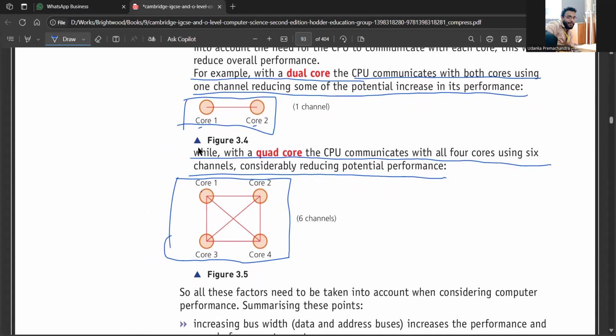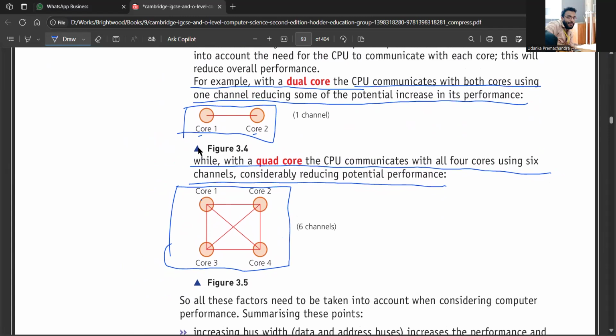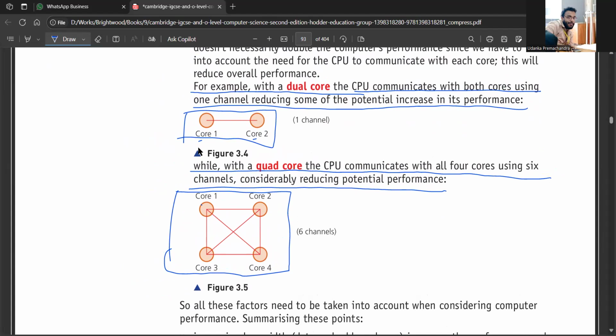Okay. Can you write down that? It's better to draw the figure. You can get a clear idea of the difference between the dual core and the quad core. You can get a good idea when you are drawing that. Please draw the figures, it's better. Okay, write it with the drawing figures.